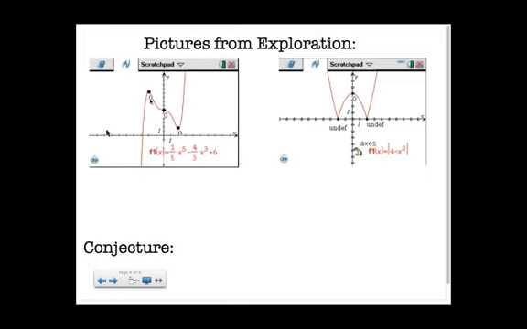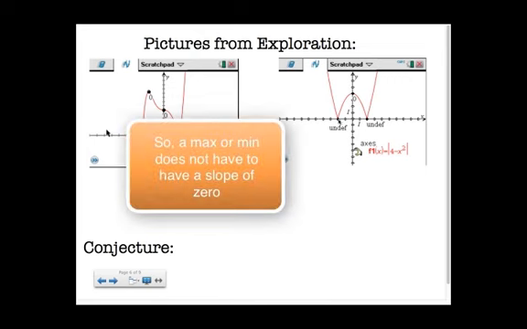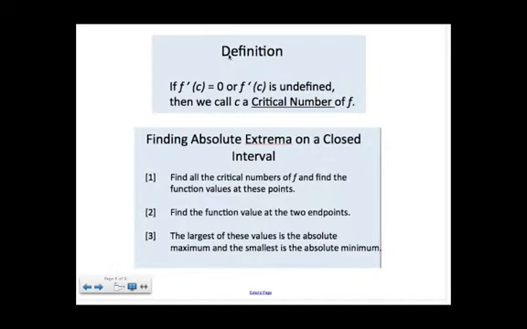Now, is it necessarily true that if there's a max or min, then the slope is 0? The second graph proves that was not the case, because at these 2 spots the slope was undefined, but you had local mins. So we have kind of an idea now of where to look. Let's define a concept here.